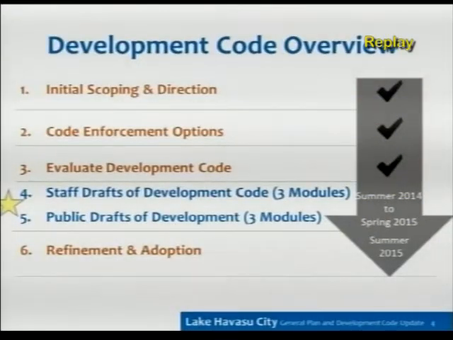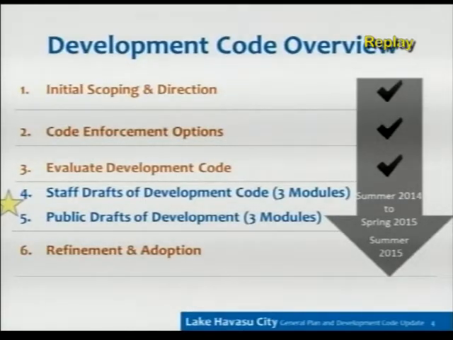Let's go to the next slide. Here's how the timeline works for this part, the development code overview, just because we haven't been here for a few months. We started off with initial interviews and listening to what the city wanted done. There was a concern when we began about code enforcement options, and so we did some work on that topic. We did an evaluation and described what we found when we looked through the Lake Havasu City Development Code, zoning, and subdivision controls. And then we are at steps 4 and 5.